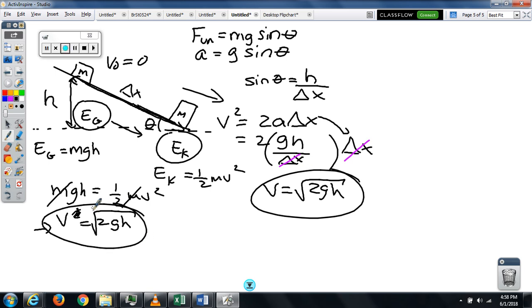So you could use energy, you could use Fnet equals ma and kinematics, and get the same result. The more experience you have with these topics, the more you find out that there are going to be certain circumstances where energy works better than kinematics, and sometimes kinematics might be easier than the energy. All right.